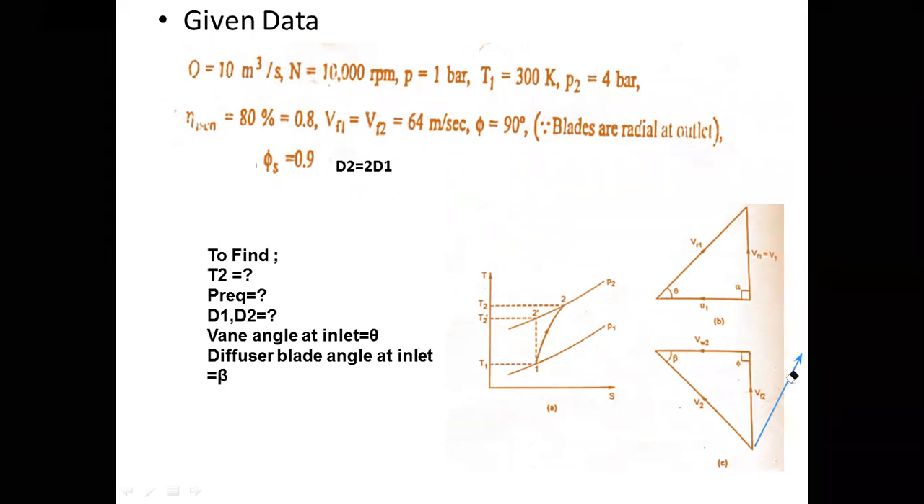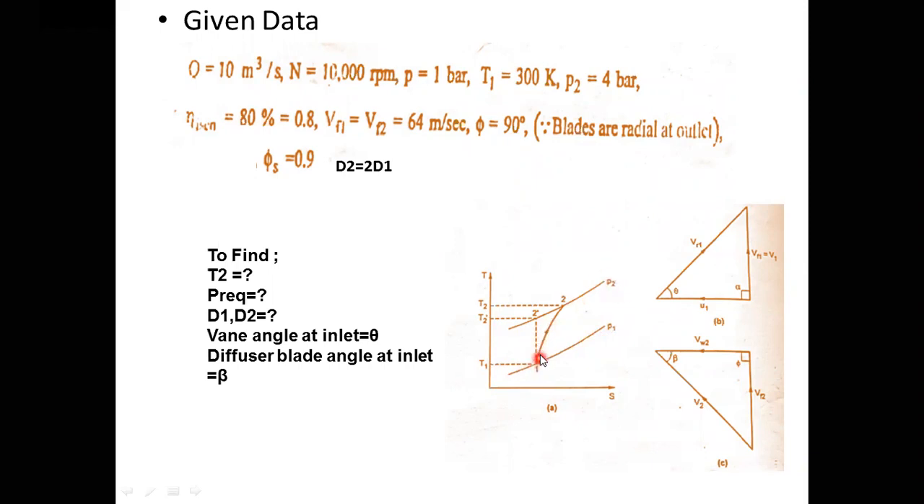Then coming to the TS diagram. As we are dealing with the static properties, we have to take only the static properties pressure lines. We have to take T, that is temperature on y-axis, entropy on x-axis. We have to just draw the pressure lines over here. That is P1 pressure line and P2 pressure line. P1 pressure line indicates the inlet pressure at the impeller, P2 pressure line at the outlet of the impeller.